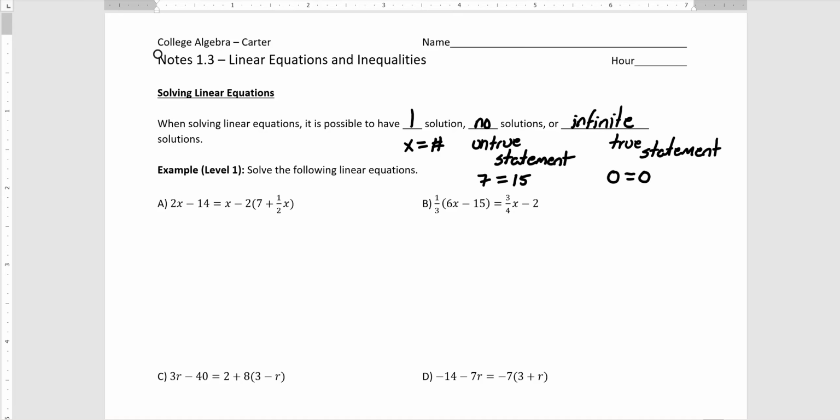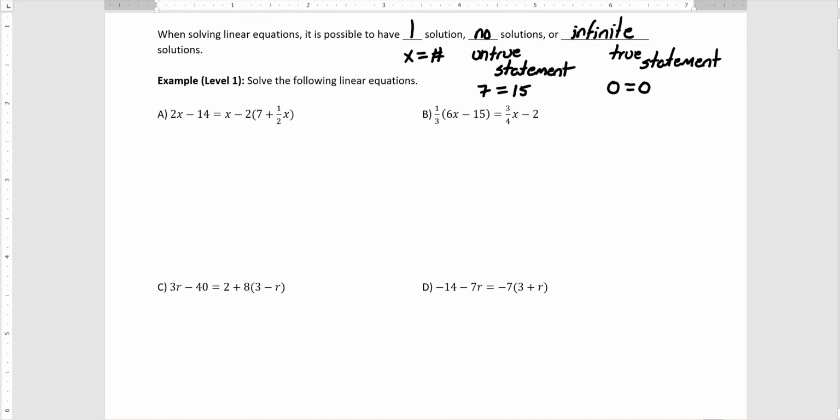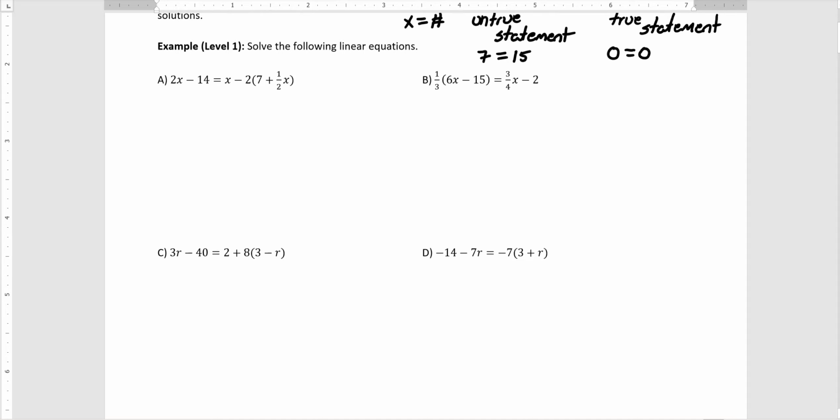All right, so with that being said, let's dive into some examples. Let's look at letter A here. 2x minus 14 equals x minus 2 times the quantity 7 plus 1/2 x. Well, looking at it, the first thing I'd do is start by distributing this negative 2. So I'd say 2x minus 14 equals x. Negative 2 times 7 is negative 14. Negative 2 times 1/2 x would be negative x. Combine my like terms on the right side of the equation. I have 2x minus 14 equals x minus x is just 0, so I'm left with negative 14.